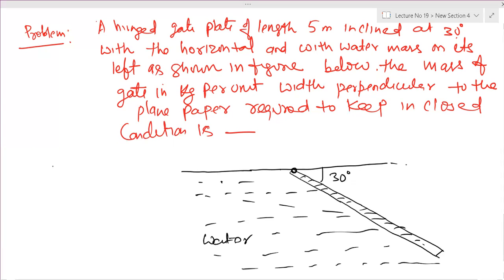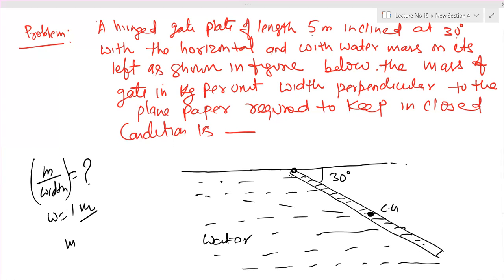What should be the mass per unit width? Basically, they are asking you to calculate mass per unit width, so you can take the width as 1 meter. Because you know the pressure will vary: pressure will be less here, pressure will be high here, and this is the center of gravity of the plate.